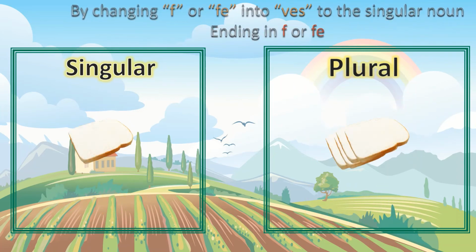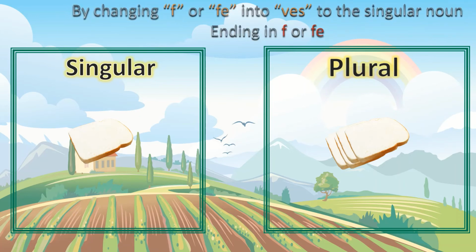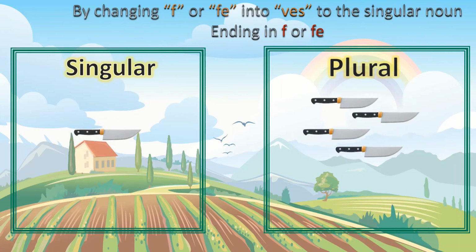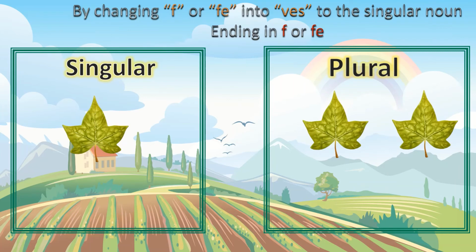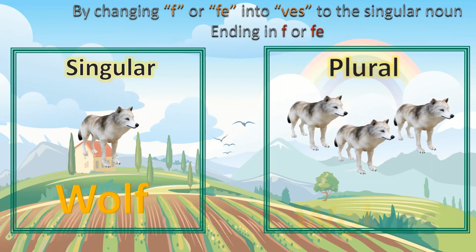Fourth way is by changing f or fe into ves to the singular noun ending in f or fe. Examples: loaf, loaves. Knife, knives. Leaf, leaves. Wolf, wolves.